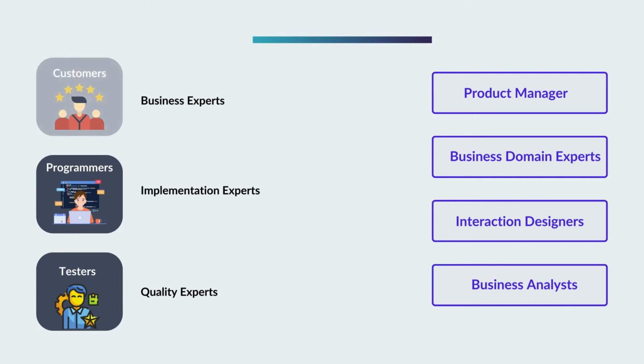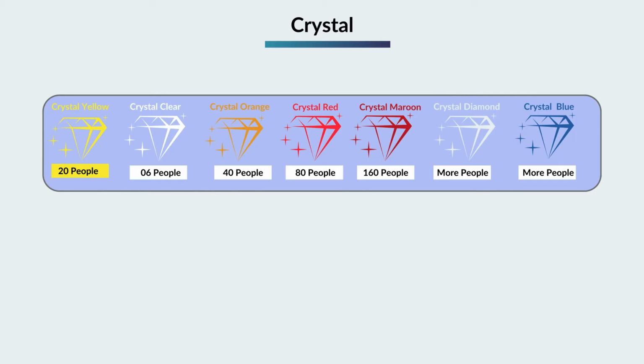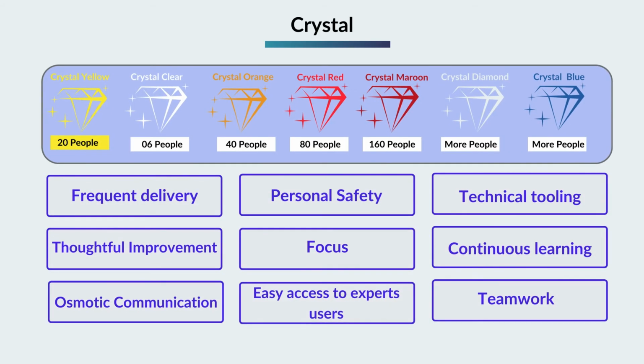Crystal is an agile method developed by Alistair Cockburn. The Crystal methodology uses different color codes to represent the size and criticality of any project. This method is based on team collaboration and communication. Some of the properties of the Crystal methods are frequent delivery, regular product delivery, and testing to be done by real users. Thoughtful improvement, based on real user feedback, the product needs to be improved accordingly.